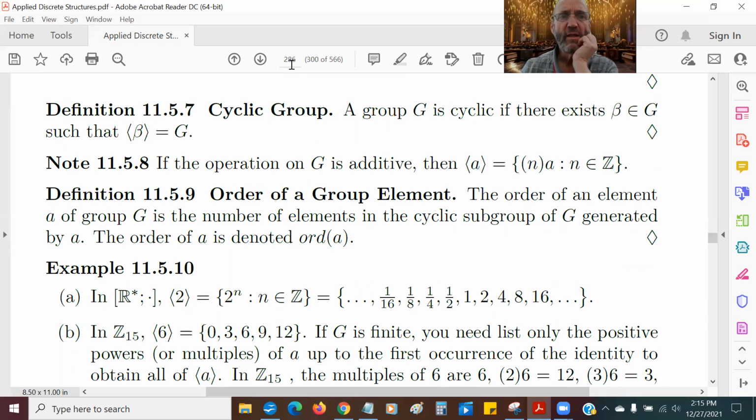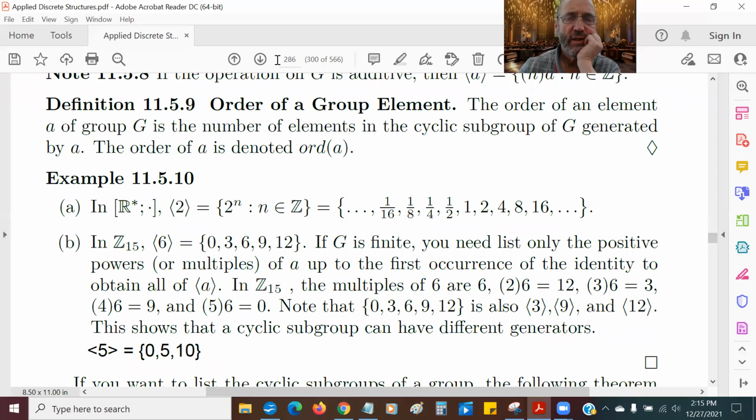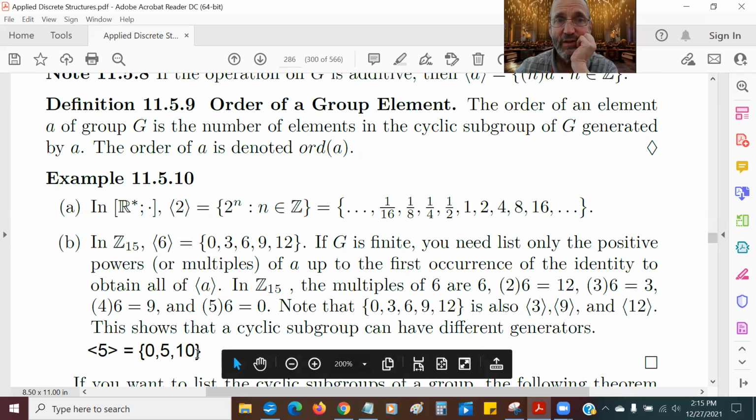So notice that in Z15, not every element has the same order, because the order of 6 is 5: there are 5 elements here. The order of 5 is only 3. So 6, 9, 12 make 5-element subgroups, whereas this only makes a 3-element subgroup. You notice that 5 and 3 both go into 15, and that is not a coincidence.